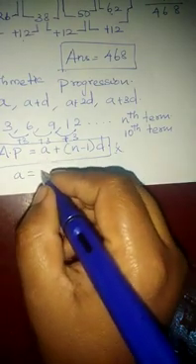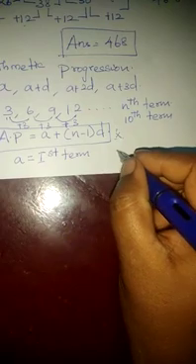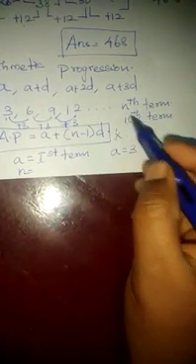What is meant by a? A is the first term present in the given question. Here the first term is 3, therefore a equals 3. And n is the 10th term. We have to find the 10th term, so n is equal to 10.